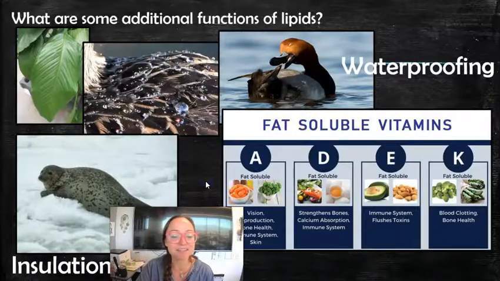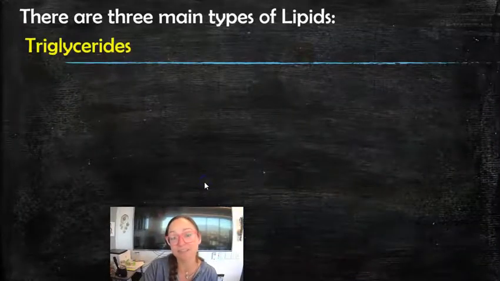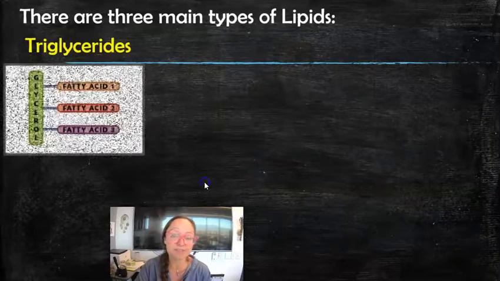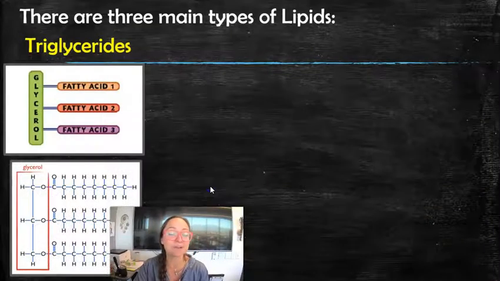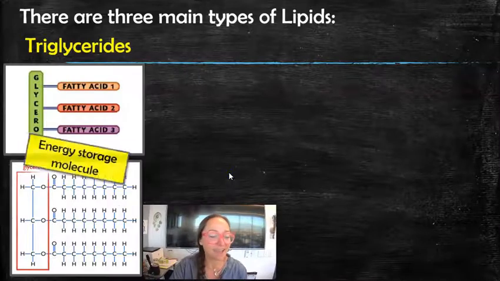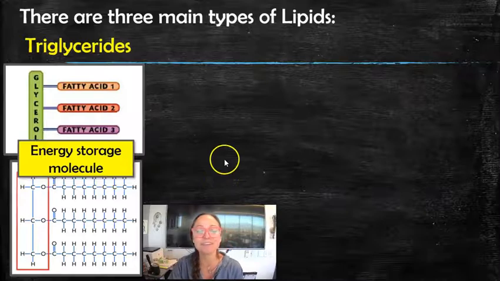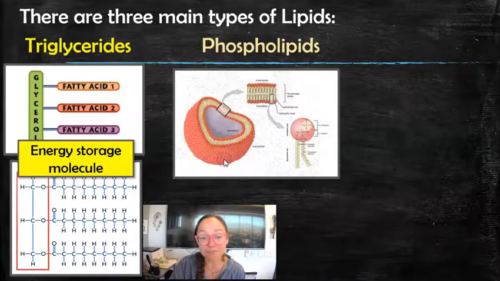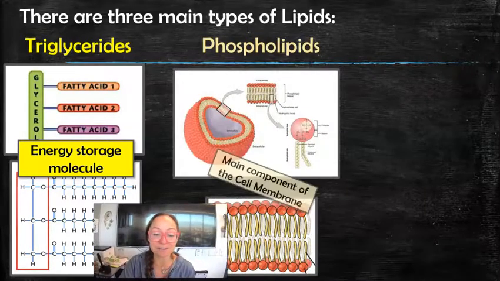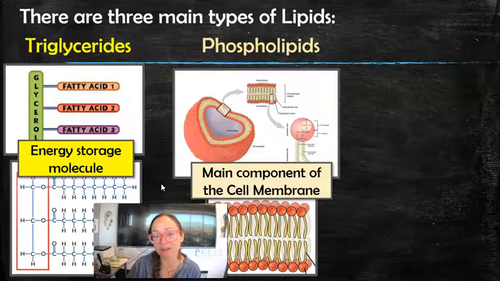Okay, so let's go ahead and talk about the three main types of lipids that we'll study this year. We have triglycerides, which are our long-term energy storage. I have a slide next that will talk about where that energy is actually stored in a lipid. And then we have phospholipids that compose our cell membranes, along with proteins and carbohydrates.